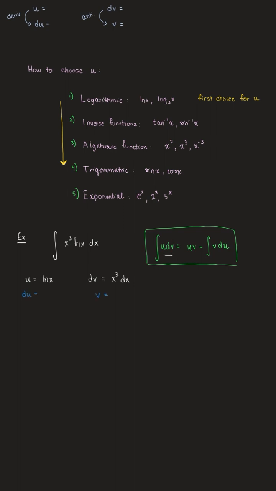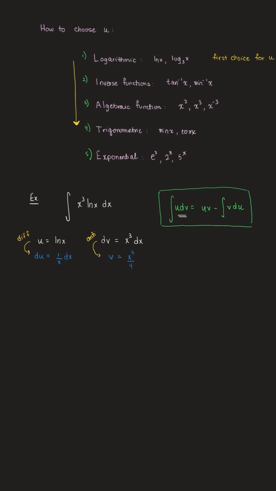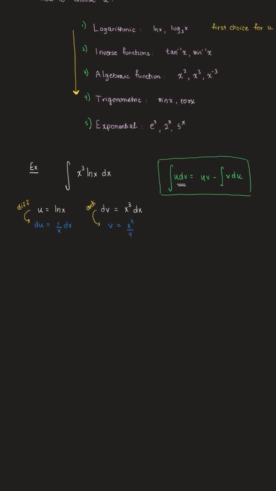And so recall that to find du, we differentiate, and to find v from dv, we antidifferentiate. So du will be the derivative of the natural log of x, and that's 1 over x dx, right? This is the differential, so we have 1 over x dx. Here we differentiate. And then from dv to v, we have to find the antiderivative. And the antiderivative of x cubed dx will be x to the 4 over 4, using our power rule for antidifferentiation. And now we're ready to set up our integration by parts.